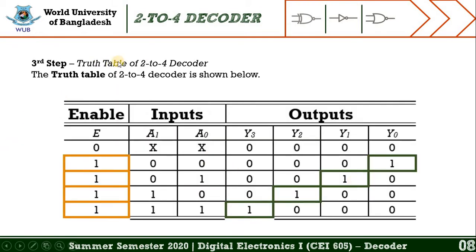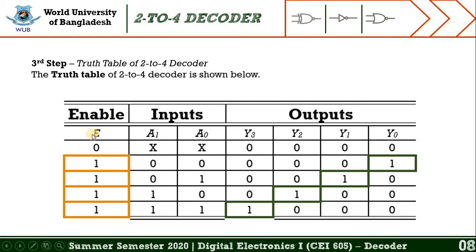The third step is the truth table of the 2 to 4 decoder. The truth table of the 2 to 4 decoder is shown below, and we have a special type of input in this truth table, which is placed at the left side of the table. In general, a truth table has 2 sections: inputs and outputs. But for the decoder you may find there are 3 sections.